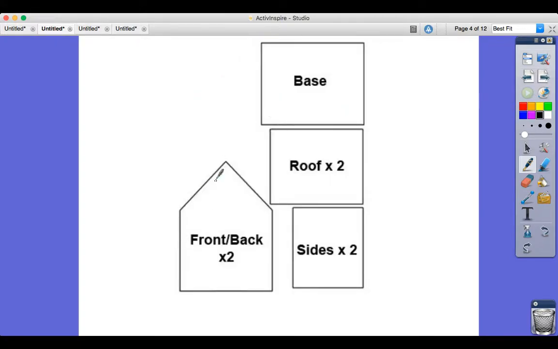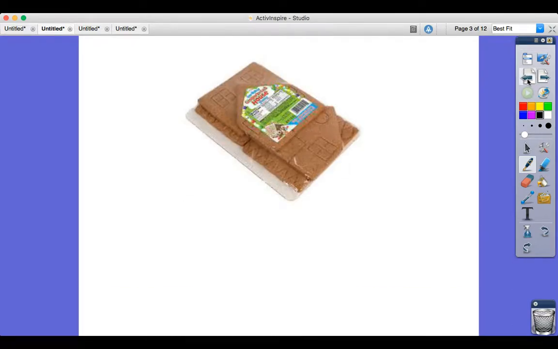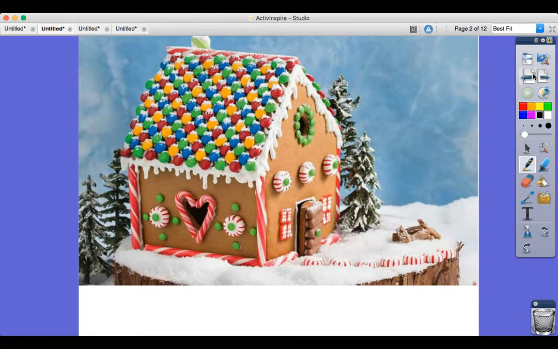It comes in like this, and all the pieces look like this. You've got two of these, one for the front, one for the back. You've got two of these for each of the side walls. You've got two of these for the roof, and then you've got one big base. So they give you the walls, the roof, the floor, everything. And the question is, how much gingerbread does it take to make the house?